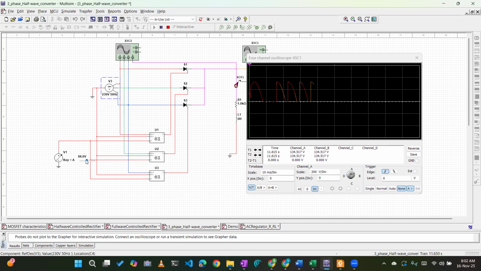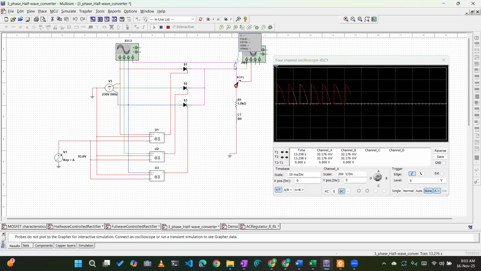If I set it at 90 degree, it will give this kind of waveform. Then you can see the same thing. You can put the meter here. It is giving you an average voltage of 145 volt, and you can calculate the average voltage by your theoretical equation. It should be similar. You can change the inductance value, then the waveform will have a different behavior.